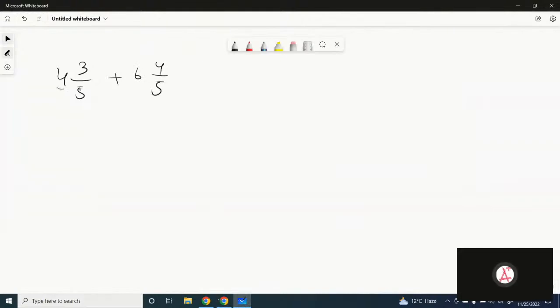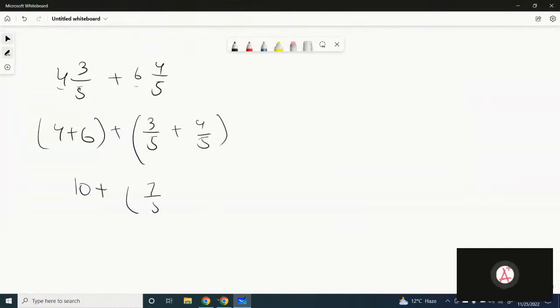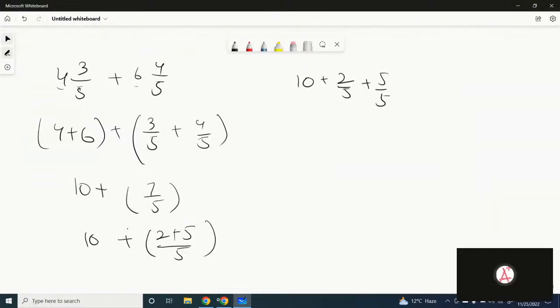Okay, just add their whole numbers because they have the same fractions. So you need to do 6 plus 4, and then add their fractional parts, 3 by 5 plus 4 over 5. Got it? It would be 10, and 4 plus 3 makes 7 over 5. You always have to write the numerator smaller than the denominator. Got it? So I'm going to divide 7 as 2 plus 5 over 5. Then I'm going to split them both. It would be 2 over 5 plus 5 over 5. Got it?